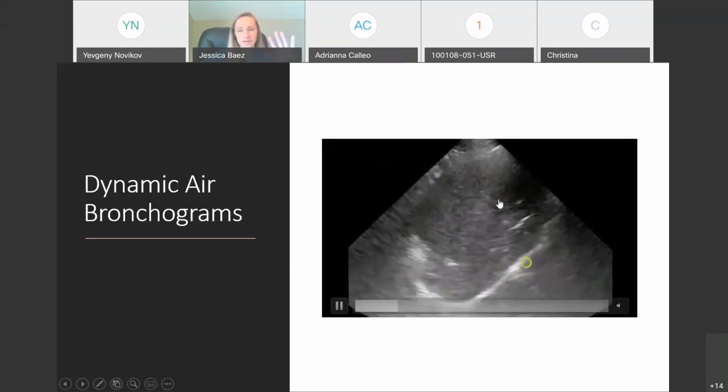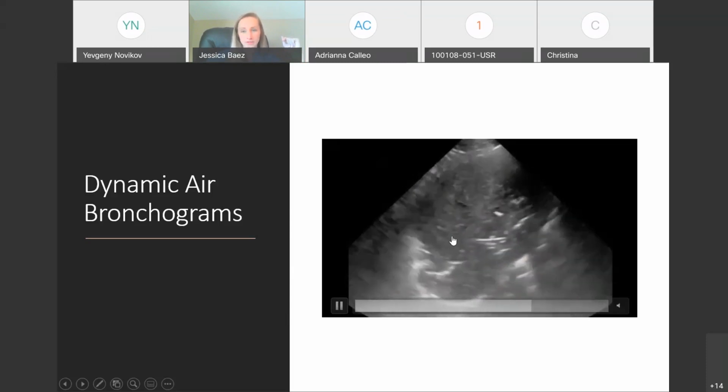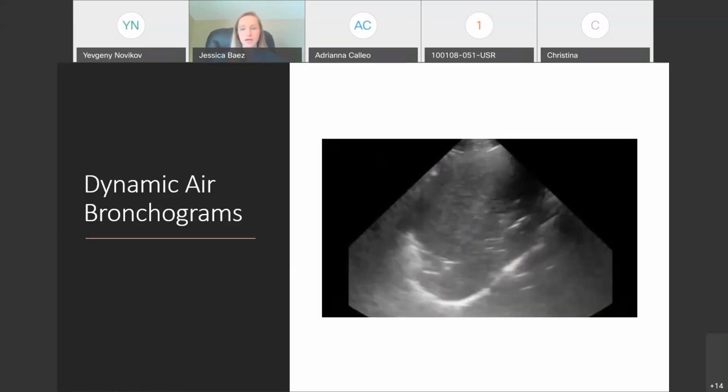This is the best video I've seen of air bronchograms, so I stole it from someone else. As the patient breathes, you can see those white lines move in and out with respirations. This is absolutely pathognomonic of pneumonia. Reason being, what that means is there is air that's moving in and out of the bronchioles surrounded by consolidated tissue. So that's a lung that's ventilated, but just horribly consolidated. When you see dynamic air bronchograms, they're not super common, but they're pathognomonic for pneumonia.